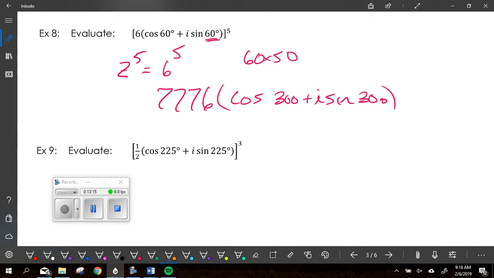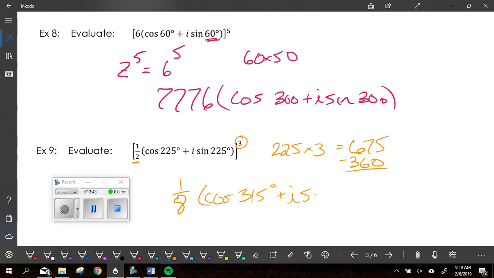What about this last one? Carrington, what'd you do with your radius here? Yep, 1/2 to the 3rd power, so that's going to get him 1/8. He could cube the 1 and cube the 2. That would get him 1/8. And then with your angle, what'd you get? Good, because you take 225 times 3, which gets you 675. That was too big, so he subtracted out 360. It got him 315. Good, that's it. Questions with something we learned today?